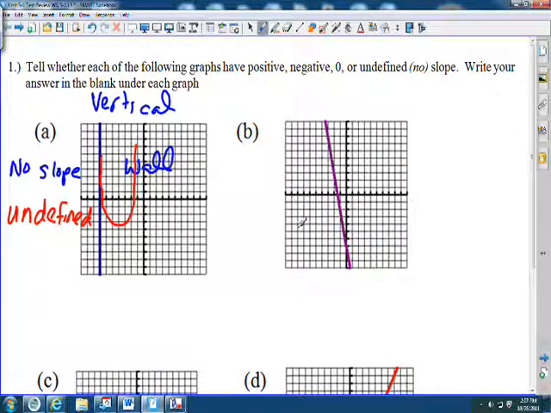The next one, right here, I'm looking from left to right. I start from the left and I'm going down. So if you're going down, the slope is negative.